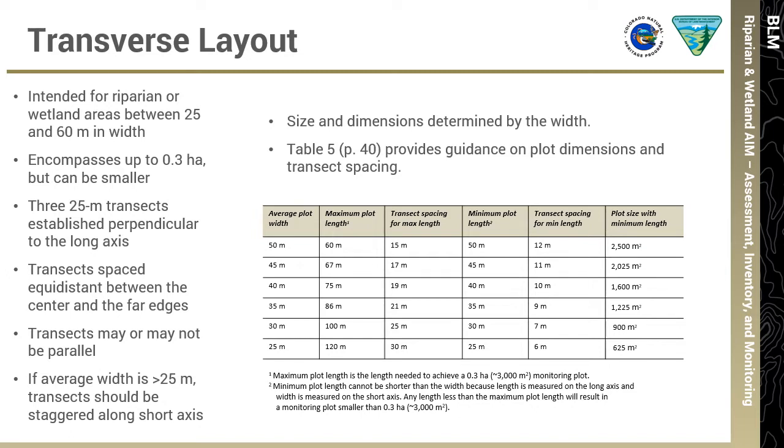Minimum plot length can be shorter than the width because length is measured on the long axis and width is measured on the short axis. Any length less than the maximum plot length will result in a monitoring plot smaller than 0.3 hectares.